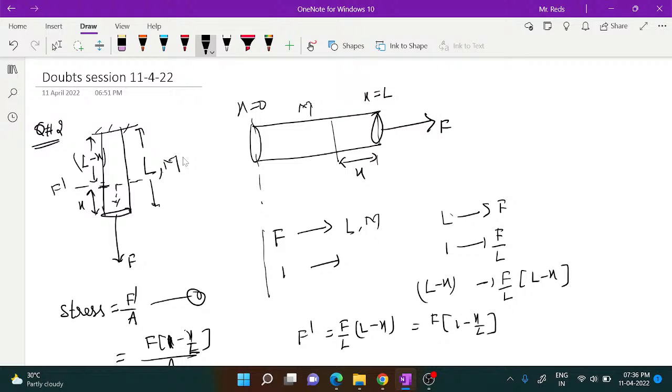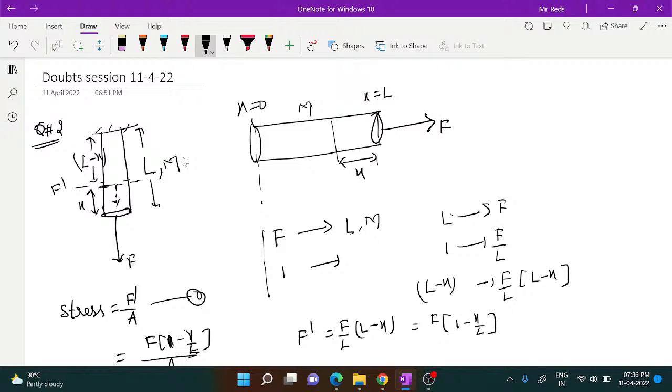At this point, stress is equal to force by area. Here, stress is total force F by area, but at this point, the same force will not act. A different force acts because mass is distributed uniformly. So F dash by A, let us say. Area will be same, but F is not same. F changes. So what is the force at this point?